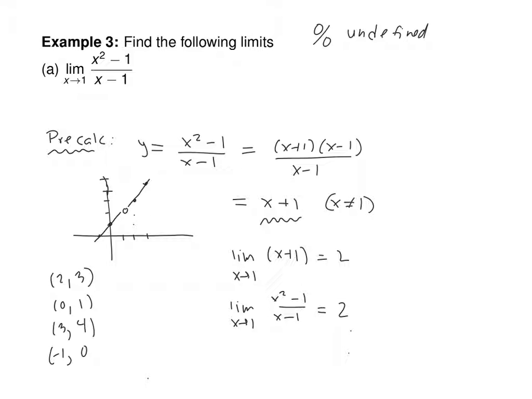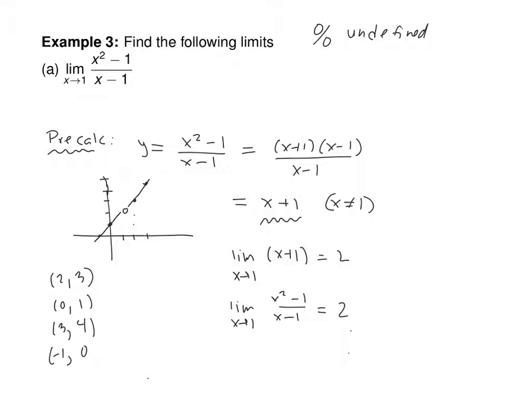So that's how you attack limits that are 0 over 0. You find a function, and the technical thing is that it agrees at all but one point. If I were to graph the function y equals x plus 1, it'd be the whole thing filled in, right? When I graph this thing, it's that line with the hole missing. They're the same except for that one point, right?